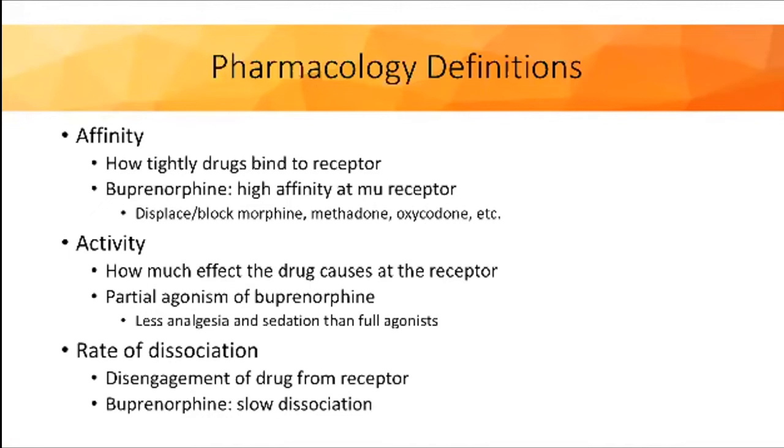The rate of dissociation is how the drug disengages from the receptor. And so bup has a high affinity but a low dissociation. So it's hard to knock off the receptor and dissociates slowly. Therefore, that's what's helping us with protection, reducing risk of overdose with other opioids.